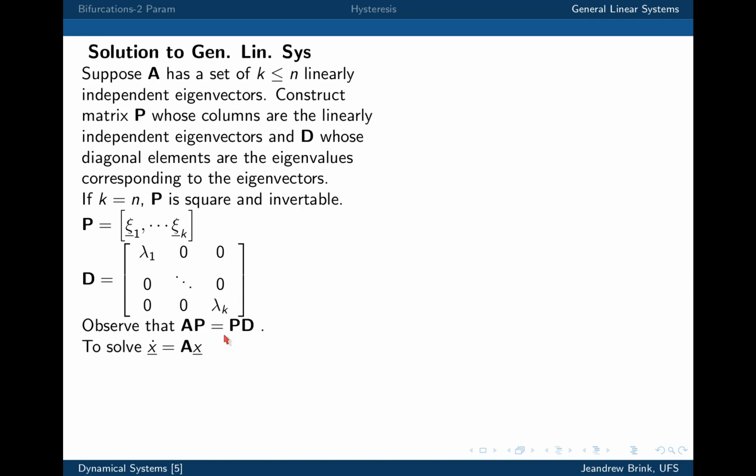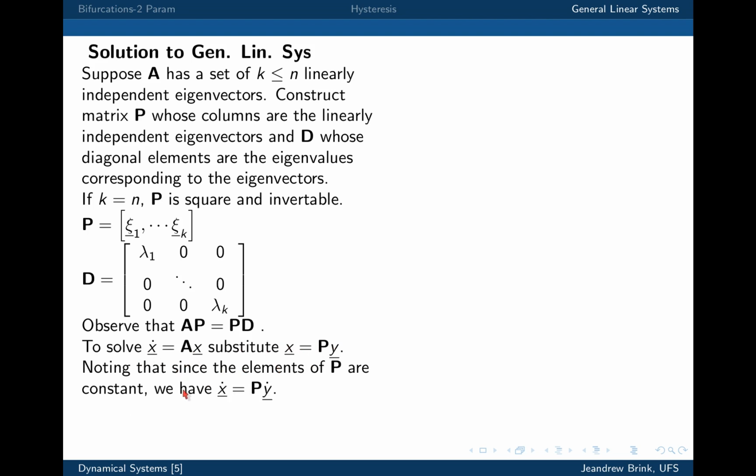And now we go to solve the differential equation, because this is where we use this property. To solve this differential equation, we want to solve x dot equals Ax. So what we're going to do now is substitute. We make a guess at the solution, and we assume the solution is P, which is this matrix of constants we've made out of the eigenvectors, times y, which is a new variable.